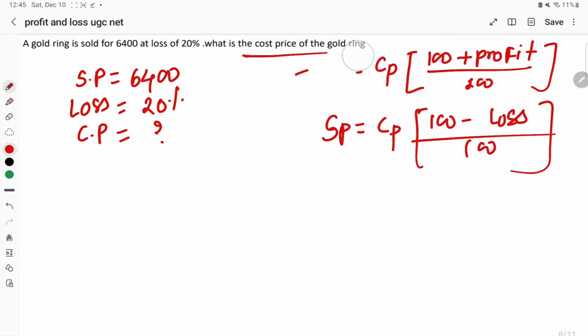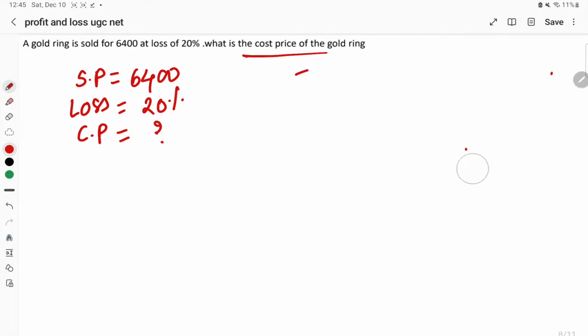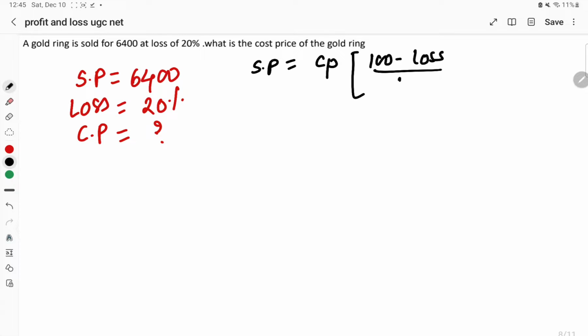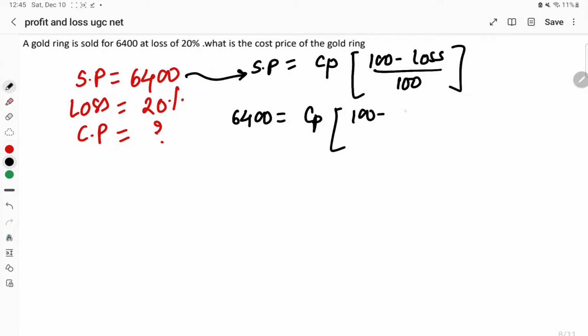Please keep them in mind. Here I will use the loss formula, since the loss is given. So the selling price is equal to cost price times 100 minus loss upon 100. What is the selling price given here? 6400. Write it down. Cost price is not given, let it be CP. 100 minus loss, and the loss percentage given is 20. So upon 100, we simply have to calculate the CP.